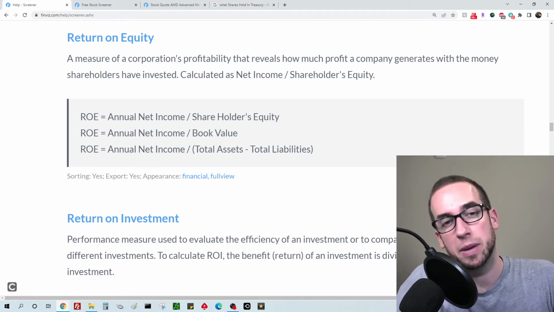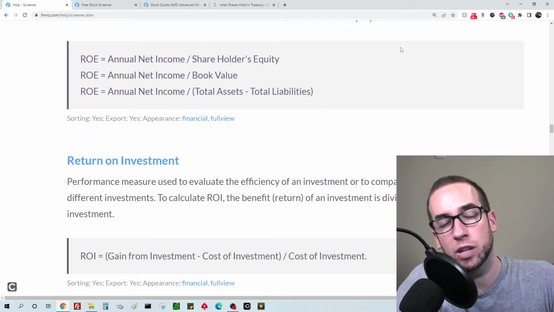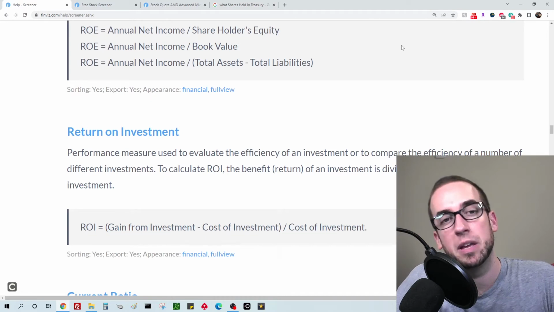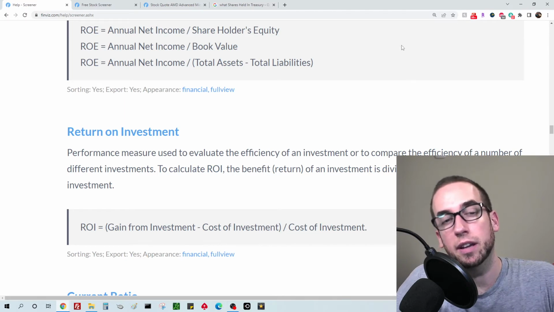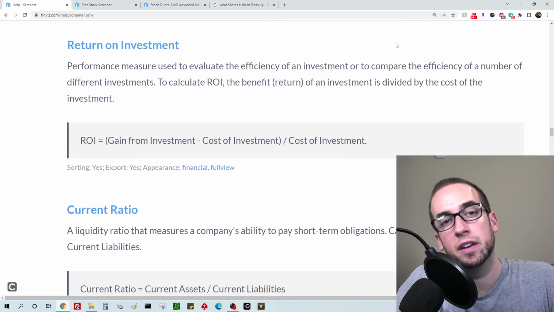And then in the gray box, we have ROE equals annual net income divided by shareholders' equity. ROE equals annual net income divided by book value. ROE equals annual net income divided by (total assets minus total liabilities).